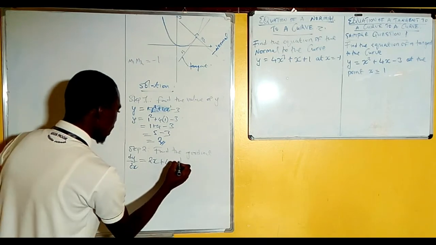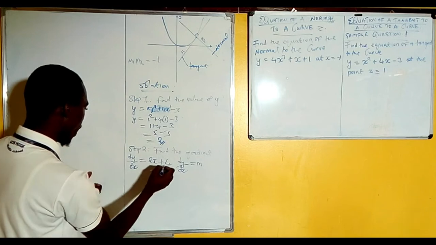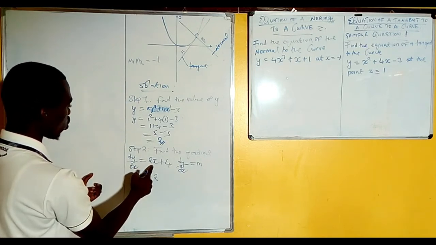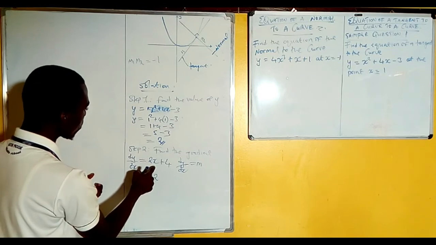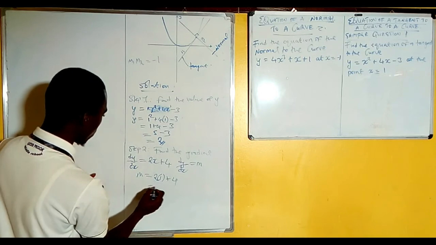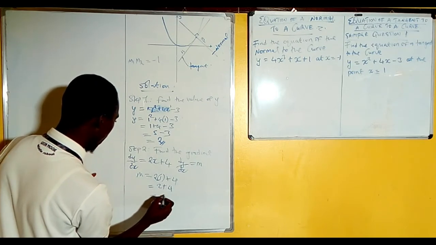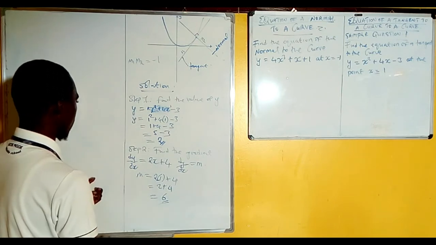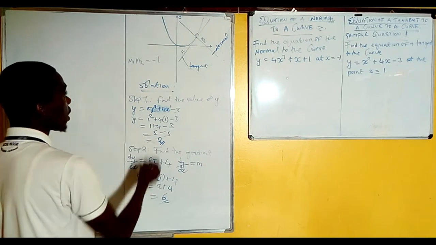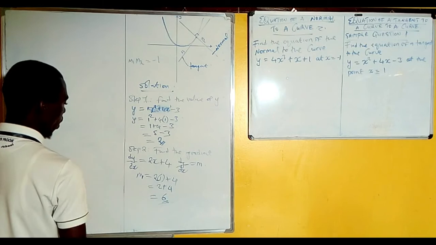Then we know that dy by dx is equal to the gradient. So for us to find the gradient m here, we are simply going to substitute. Okay? We put 2, we put 1 there, plus 4. So this one will simply be equal to 2 plus 4. And our gradient here will be 6. Okay, so we proceed. Now that we have our gradient, and remember we said the gradient of the tangent is known as m1. So we have found our m1.